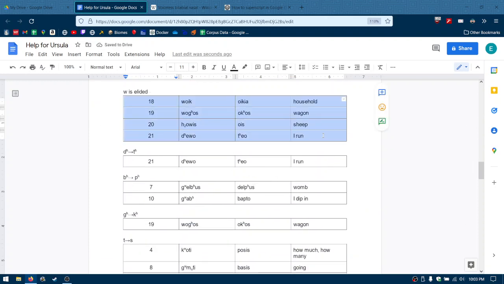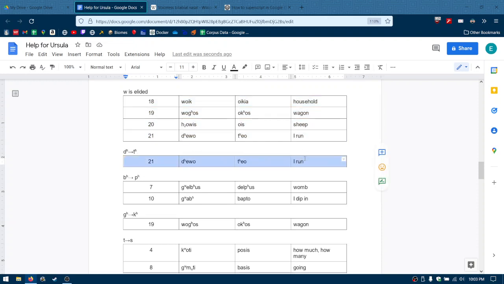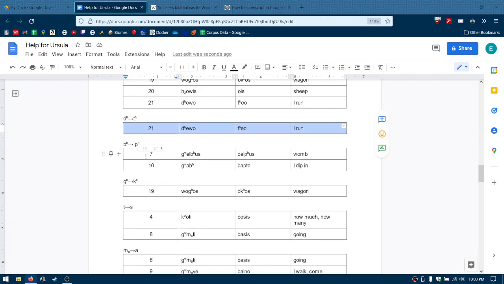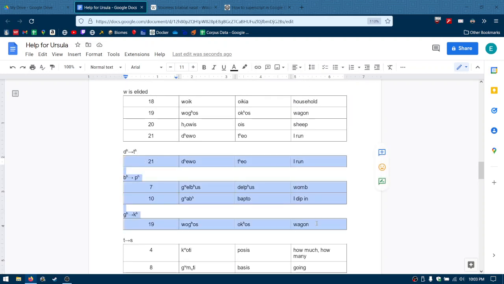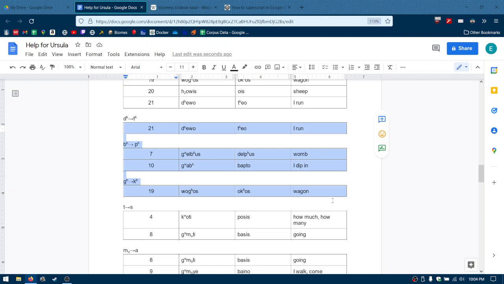And then we have all these examples of W being elided, or W going away. It was there, and now it's gone. Then we have one example of DH turning into TH, two examples of BH turning into PH, one example of GH turning into KH. So you can't necessarily do a lot with one example, but something to notice is all of these really go together. The reason for that is the only difference between DH and TH is the voicing. The only difference between BH and PH is the voicing. And the only difference between GH and KH is the voicing. So altogether, we have 4 examples of aspirated voiced stops turning into aspirated voiceless stops.